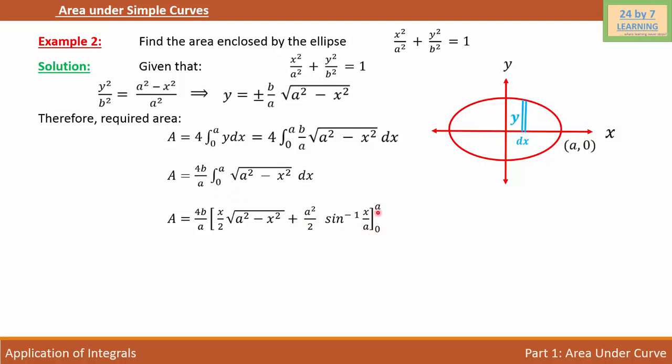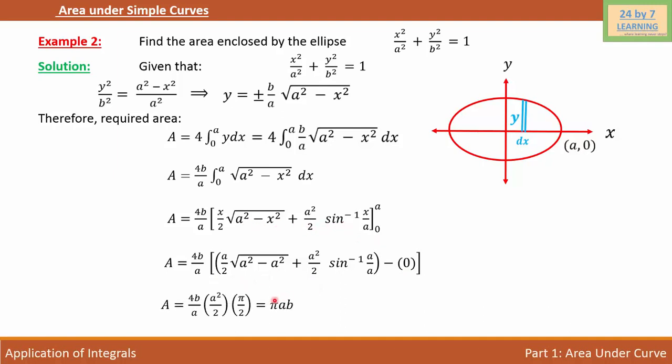Now it's time for us to substitute the upper limit and then the lower limit. So let's substitute the upper limit over here, and if we do that, our expression will be A equal to 4b over a. Inside the bracket I have a over 2 times the square root of a squared minus x squared, which is here, plus a squared over 2 sine inverse of a over a, minus 0. The reason why the value of the function at the lower limit is 0 is because when you plug in 0 over here, everything is 0.